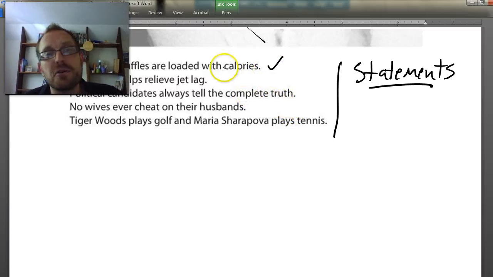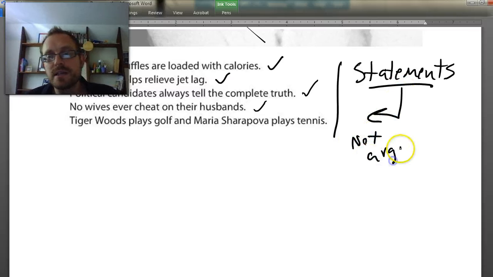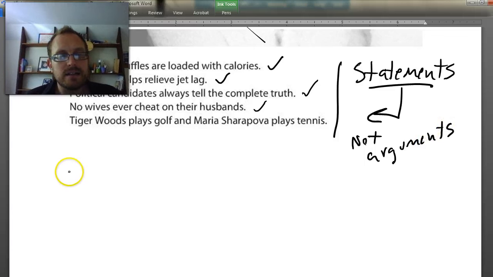Chocolate truffles are loaded with calories. Melatonin helps relieve jet lag. Political candidates always tell the complete truth. Now, we know that's not true, right? No wives ever cheat on their husbands. That's not true. Tiger Woods plays golf, and Maria Sharapova plays tennis, okay? These are all statements, but they're not arguments. They're not arguments because they're just singular statements, right? In order to have an argument, we have to combine multiple statements together, right?